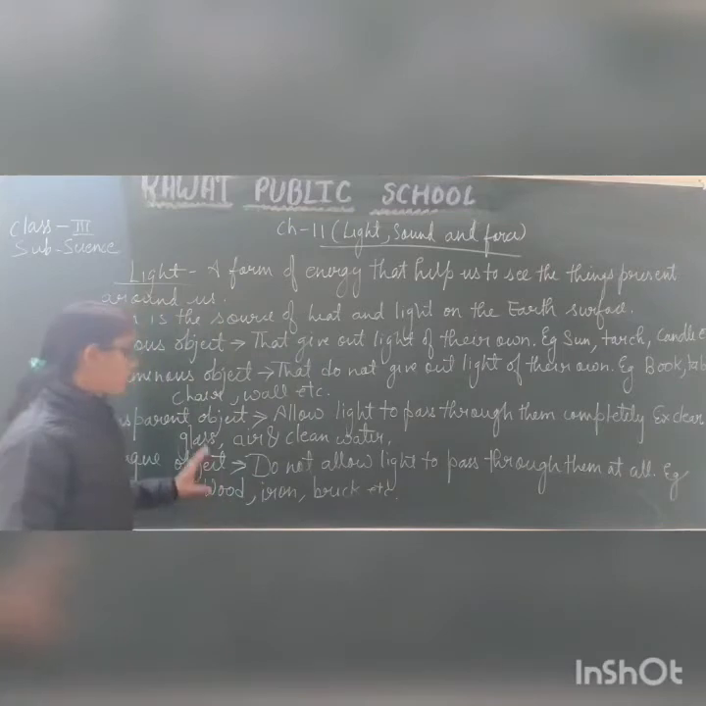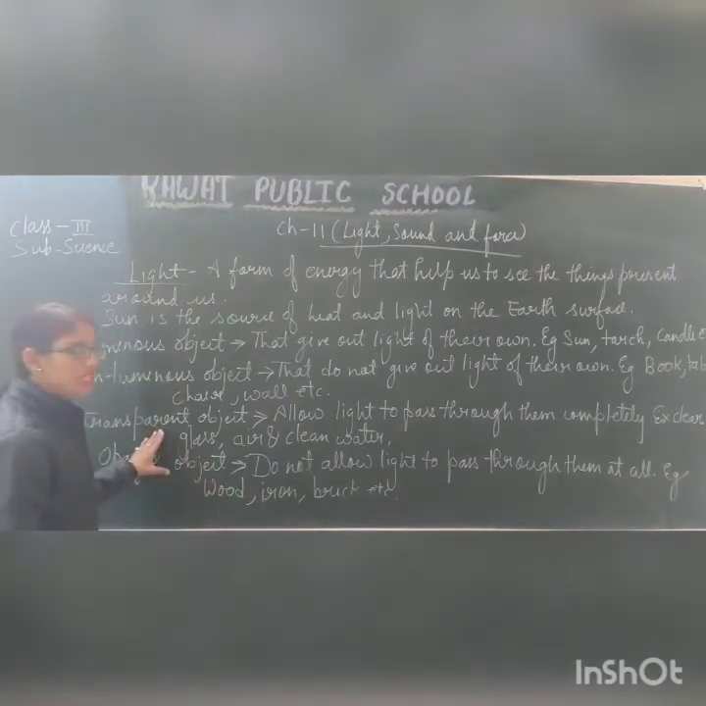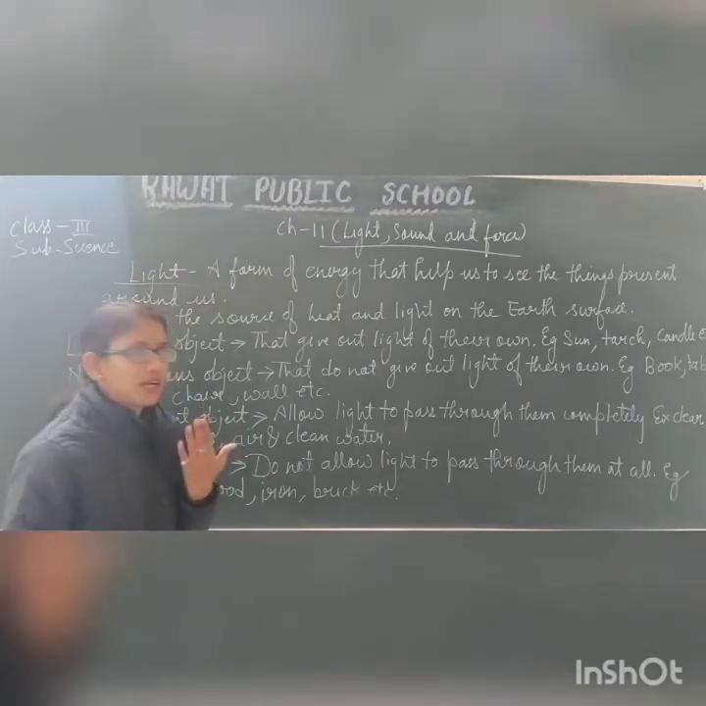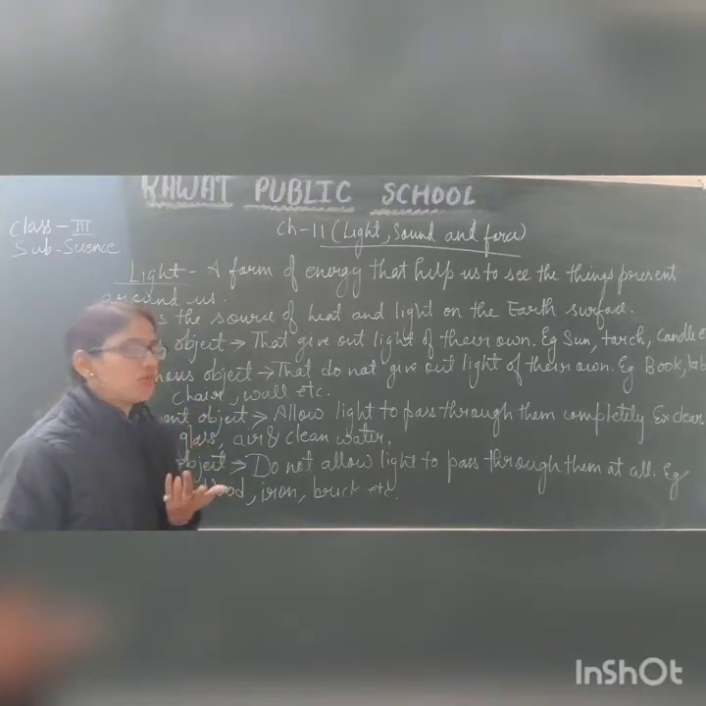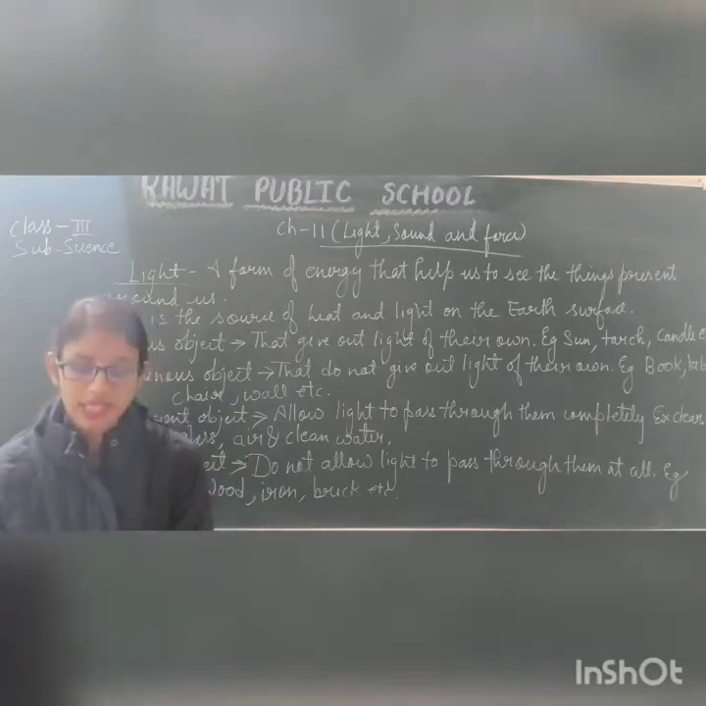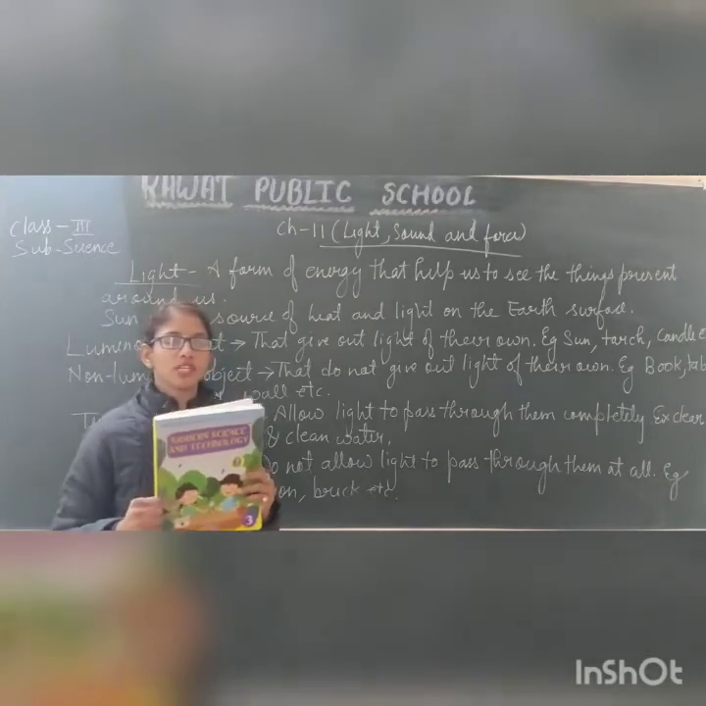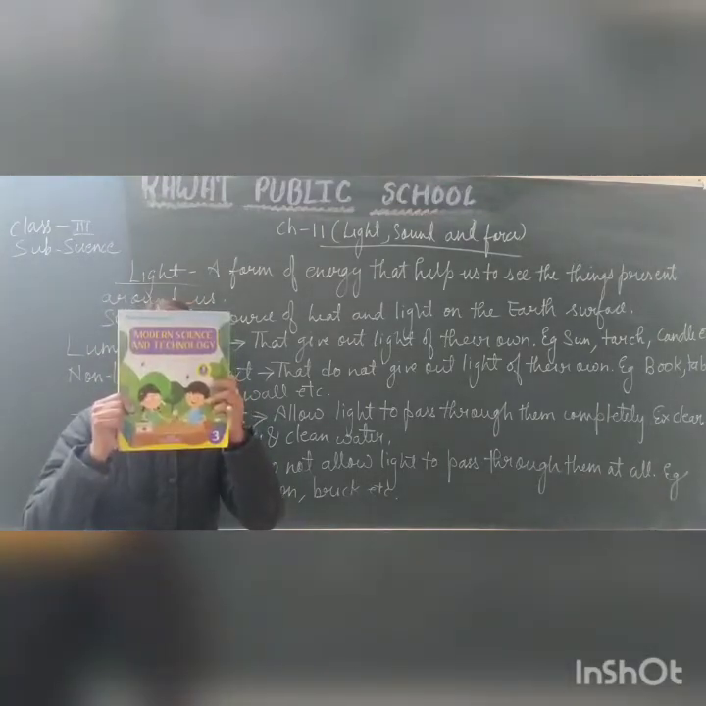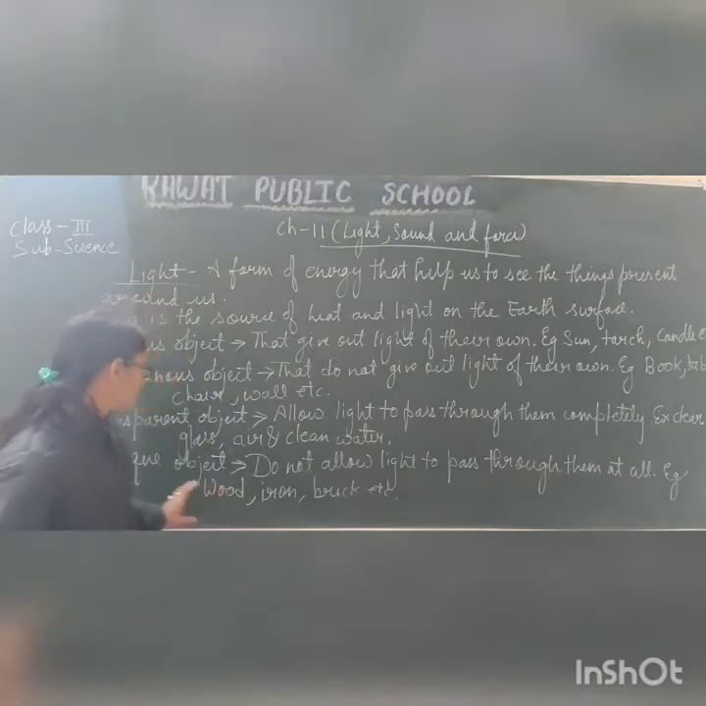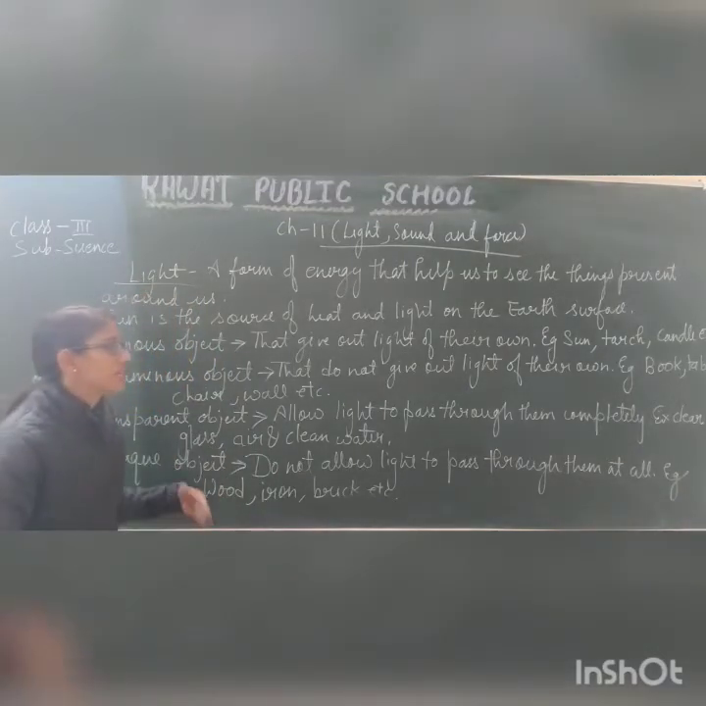So, on the basis of this, objects are classified into two types: transparent objects that allow light to pass through them completely, and we can see through these objects. For example, the specs I have worn. These are examples of transparent objects. Next is the opaque object. This book is an example of an opaque object. If I place it like this, I can't see anything through this book. So this is an example of an opaque object.